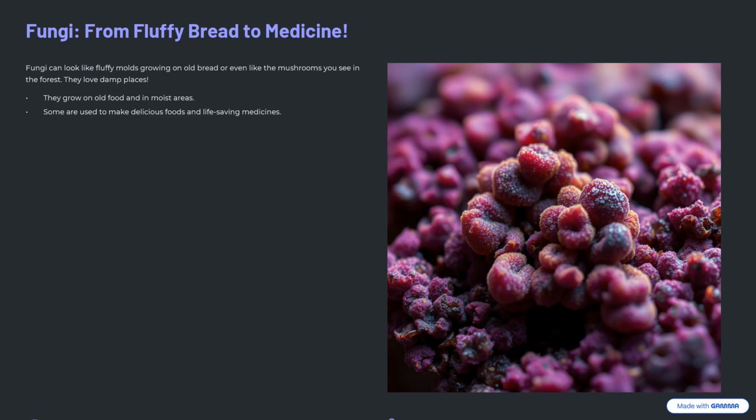Some fungi are used to make delicious foods and life-saving medicines. These days, fungi are also used for the treatment of various diseases. If we expose fungi to high temperatures, they produce some secondary metabolites. These secondary metabolites have the capacity to treat various diseases like diabetes, malignancies such as cancer, and other diseases also.